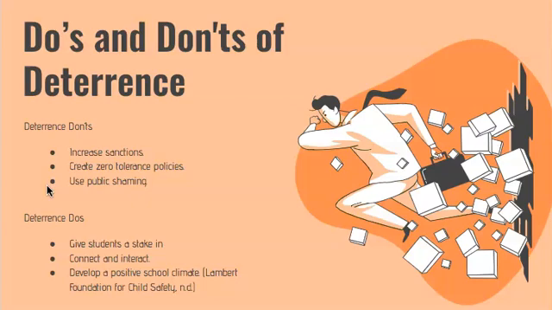Connect and interact with your students. Make sure you're talking to your students and asking them questions and getting their views of all of this as well. And then make sure you always have a positive school climate. So making sure that the students feel safe, your staff feels safe, everybody at the school is heard, and you are there to help guide your students.